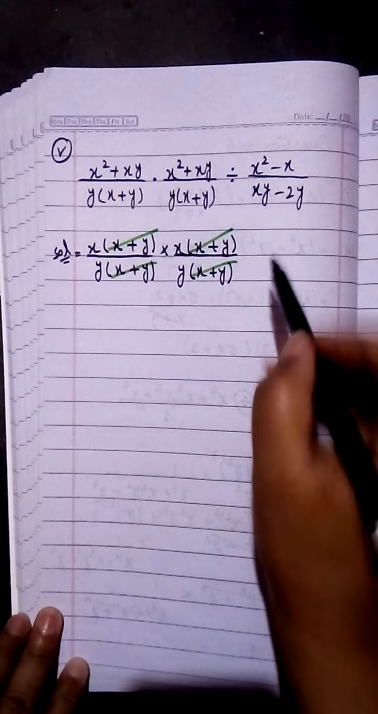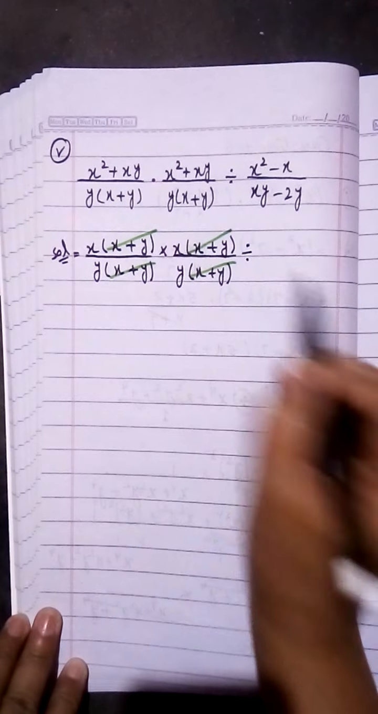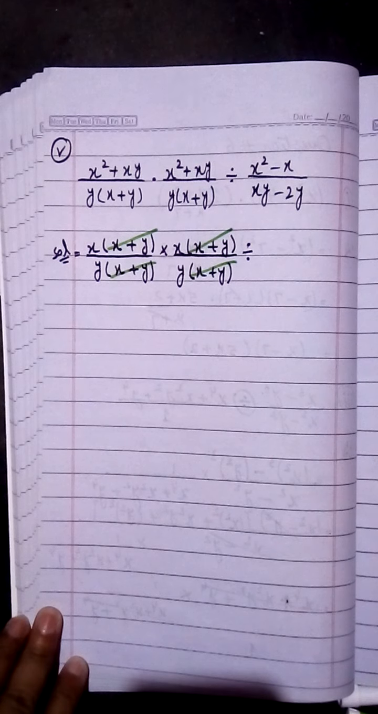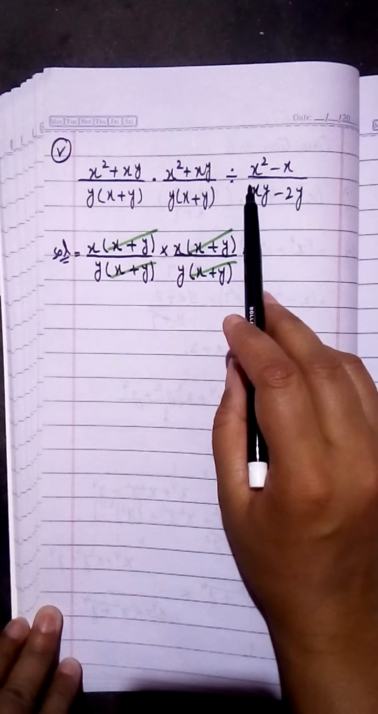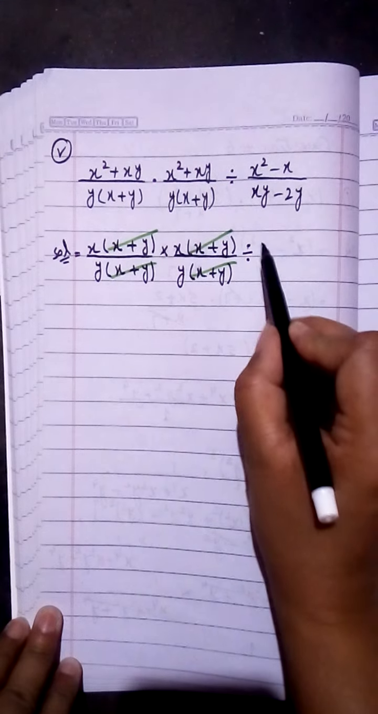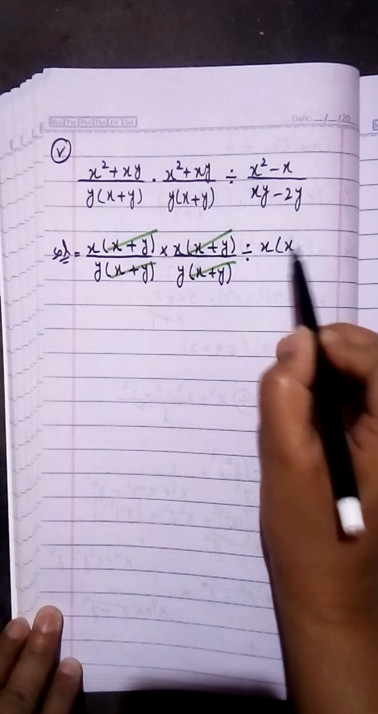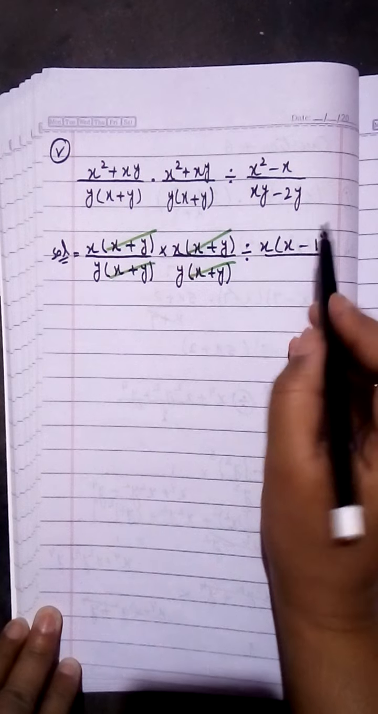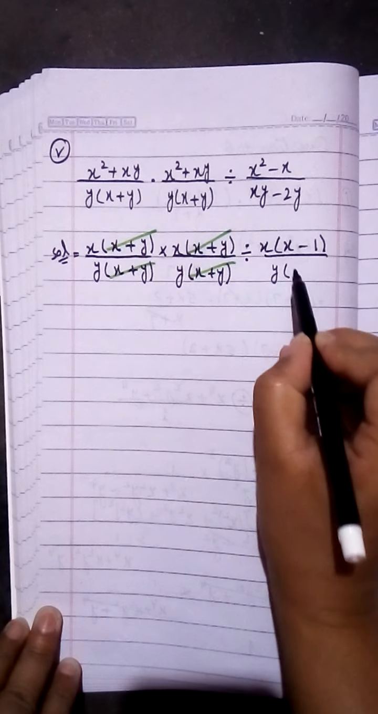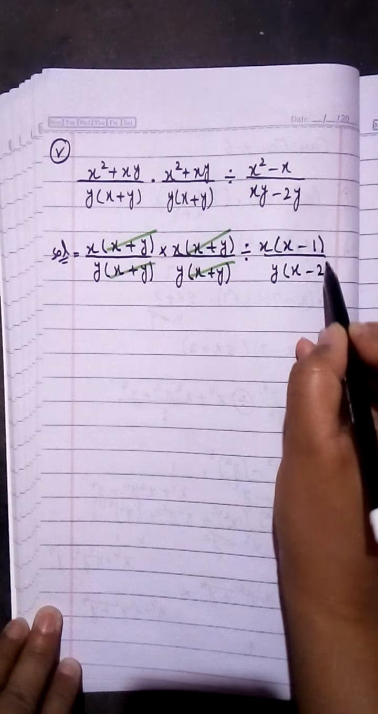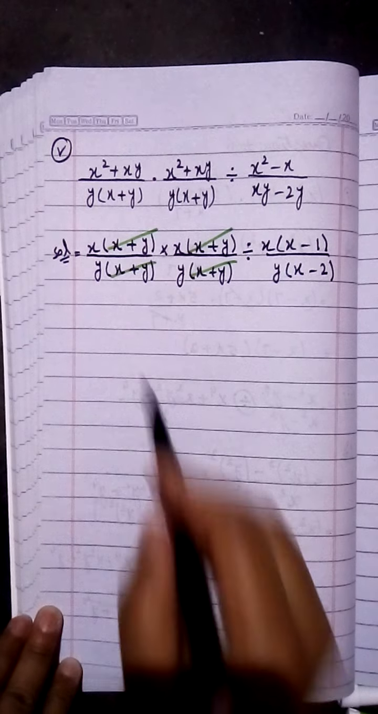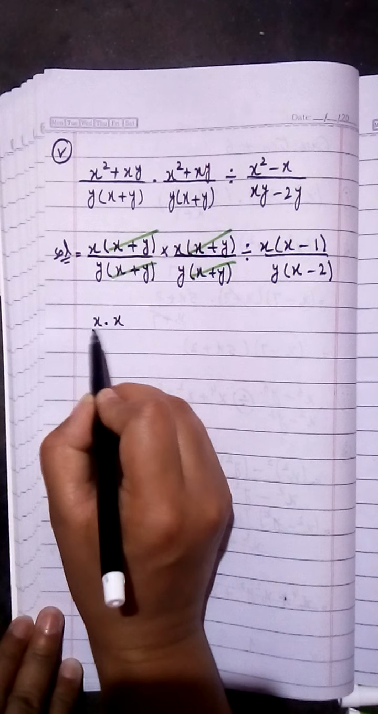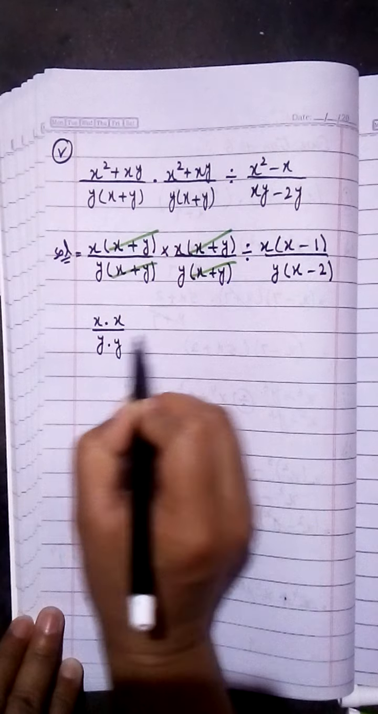Now division sign written as it is. Here you can't apply a formula either. x square means x written 2 times. So you have to take x as common here. Inside x is left and 1. Now in the denominator, you have to take y as common, then inside x minus 2 is left. Now write the remaining terms, x multiplied by x, y multiplied by y.